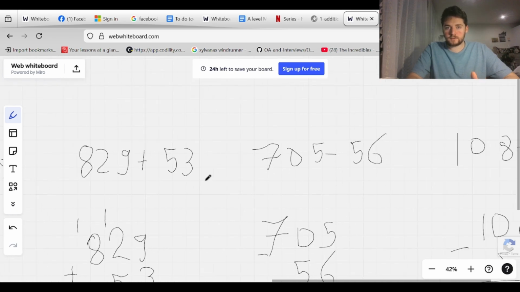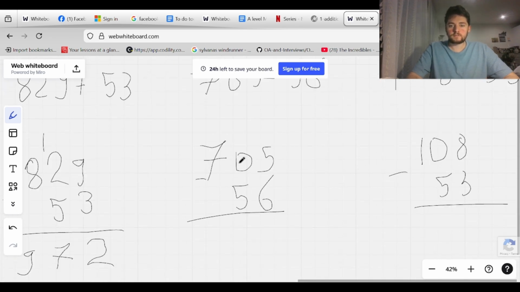But how do we subtract? Well, we can't take away 6 from 5, so we borrow 1 from 0. And if we can't borrow 1 from 0, we borrow 1 from the one on the left. So this will become 6. 10 minus 5 is 5. So you put a 1, not a 9. That's my fault. And then finally, we put the 6.